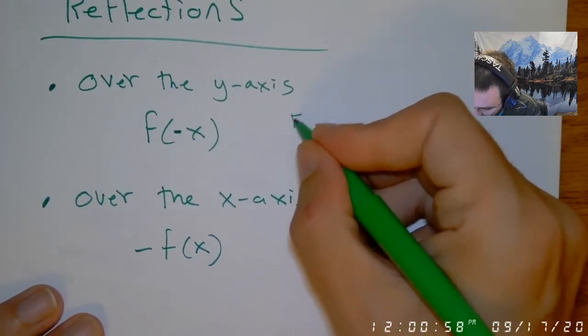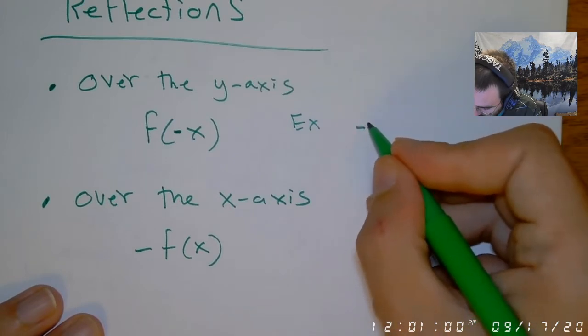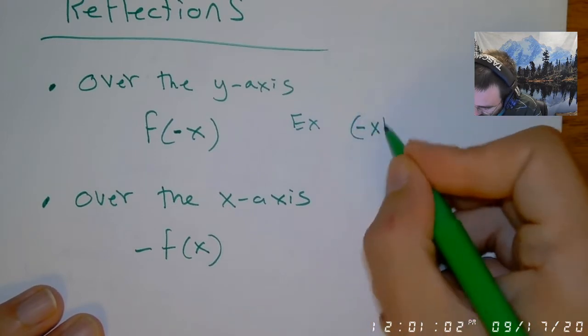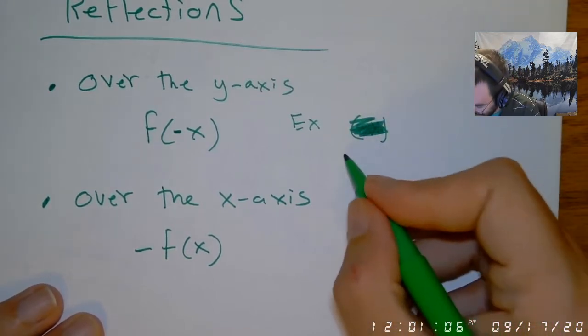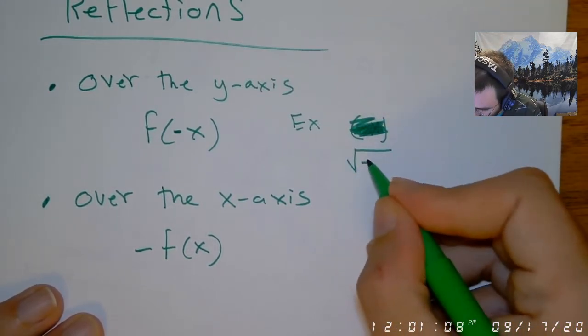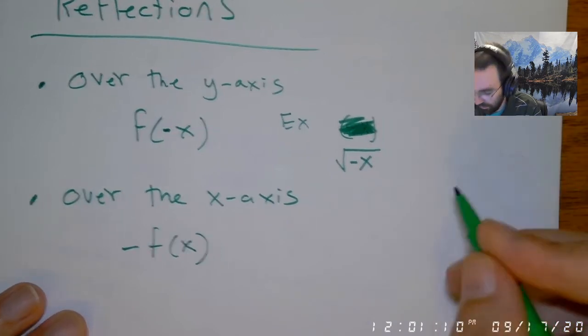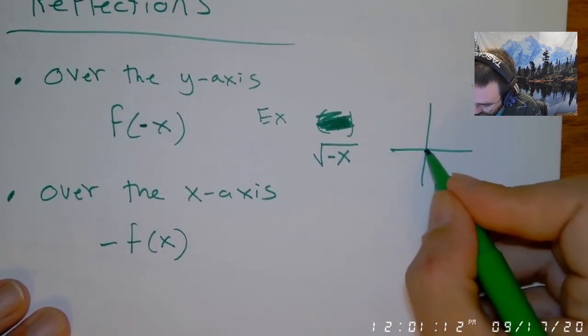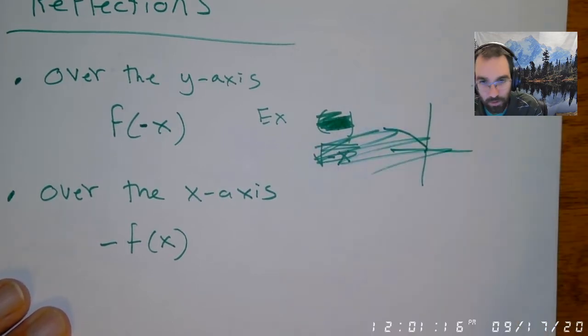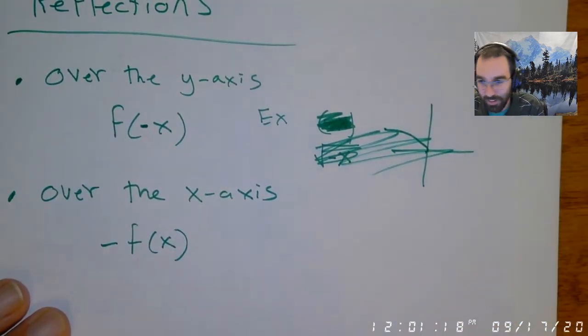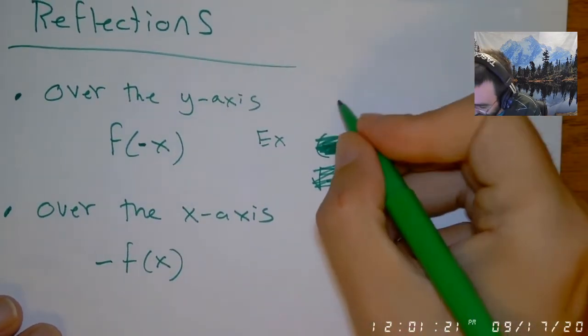Okay, quick example of this, if I have negative, oh no, that's a terrible one because that has symmetry. So if I have the square root of negative x, that would look like this. Nope, that's also a bad example. Geez, people. How about this?